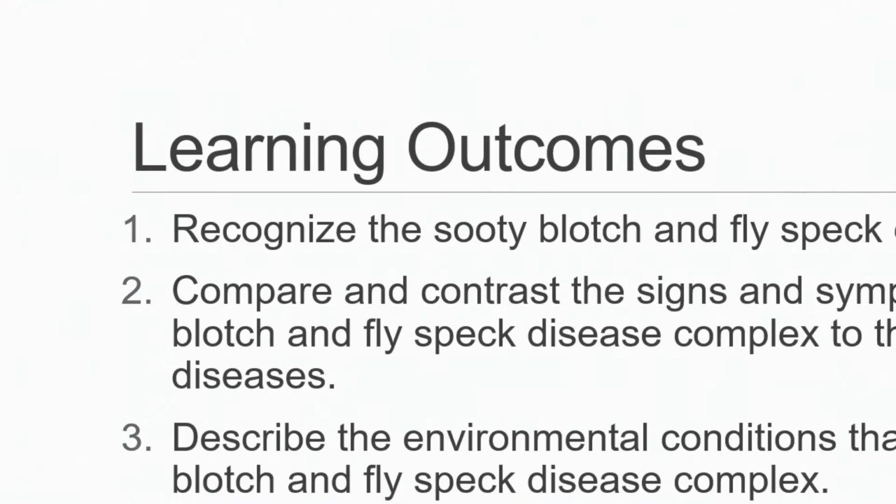In our last lecture on summer apple diseases, we learned about the three major fruit rots that impact apple production. In this lecture, we will focus on sooty blotch and fly speck, which are referred to as blemishes. These two diseases are almost always found together on the same apple and are considered to be a disease complex.